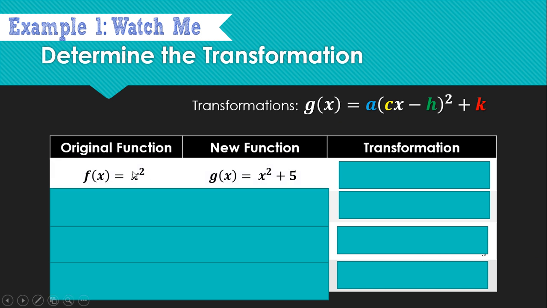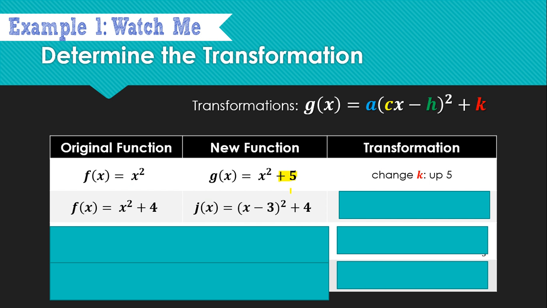So in number one, my original function is x squared. My new function is x squared plus 5, and I want to describe my transformation. Well, I noticed that the big difference here from my first function to my new function is we added 5 at the end. And when I add 5 at the end, that's just like adding k. And k tells the truth, Kelly tells the truth. So what it says is what we get. So my change is 5 units up.